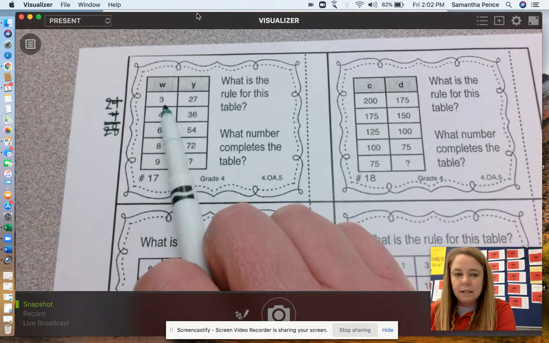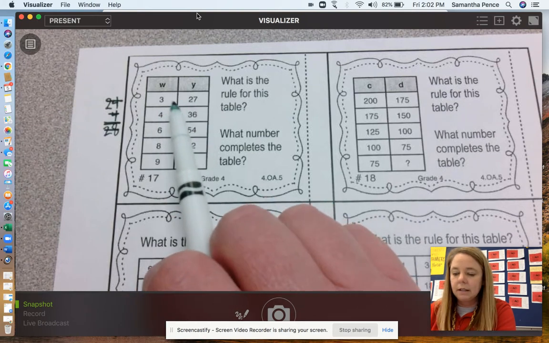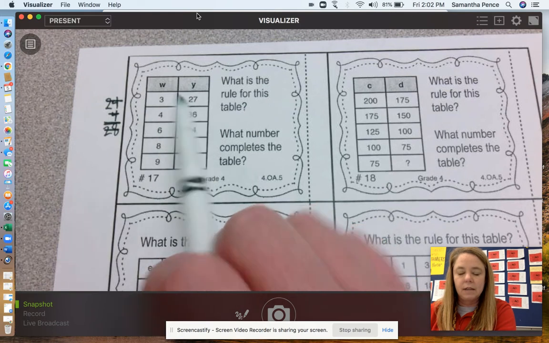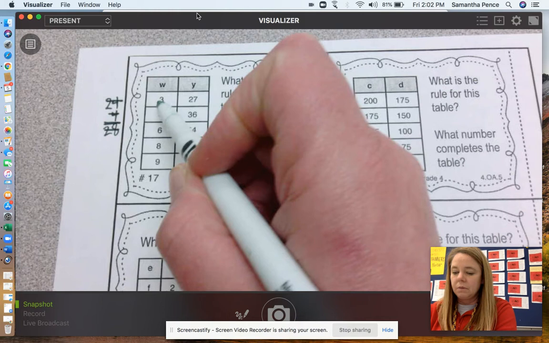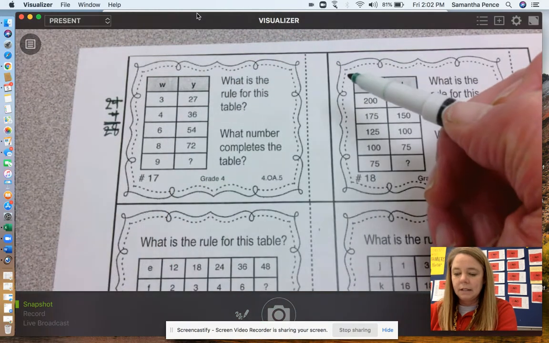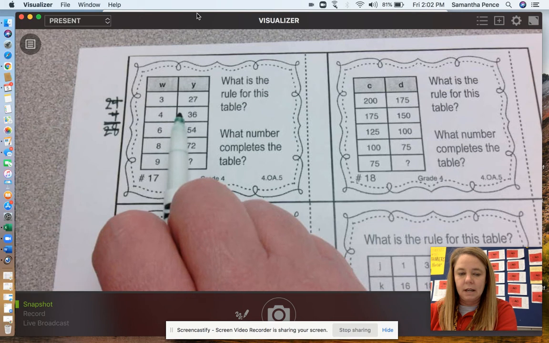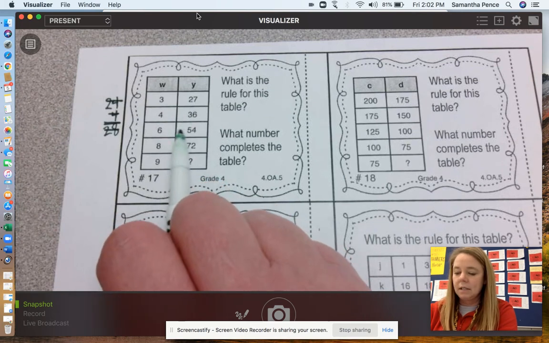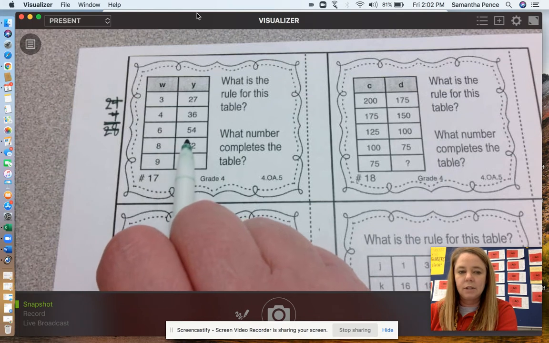And I'm thinking instead of adding, then we must be multiplying. So I'm trying to think, what would it be multiplying by to get from 3 to 27? And hopefully you're thinking in your head also 9. So 3 times 9 is 27. Let's see if that's true about the others. 4 times 9 is 36. Nice, so far so good. 6 times 9 is 54. Yes, and 8 times 9 is 72.